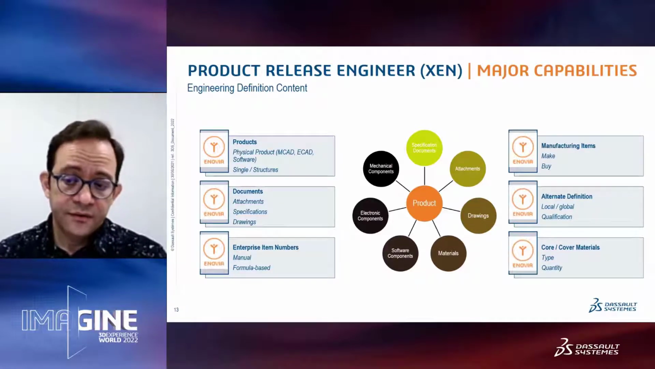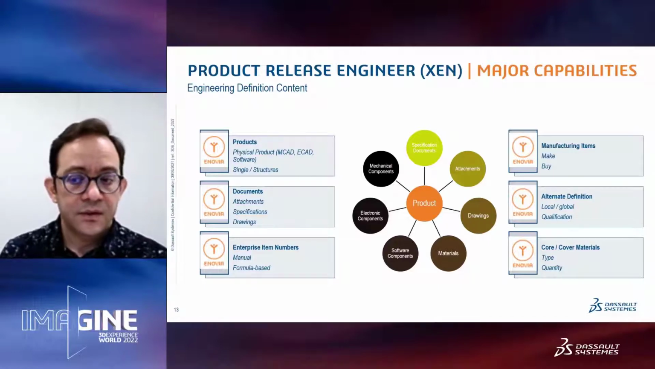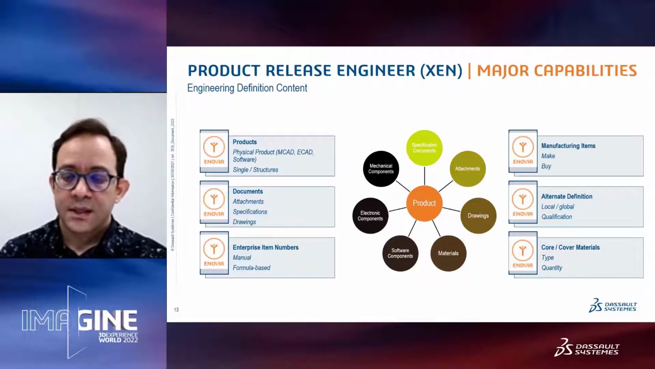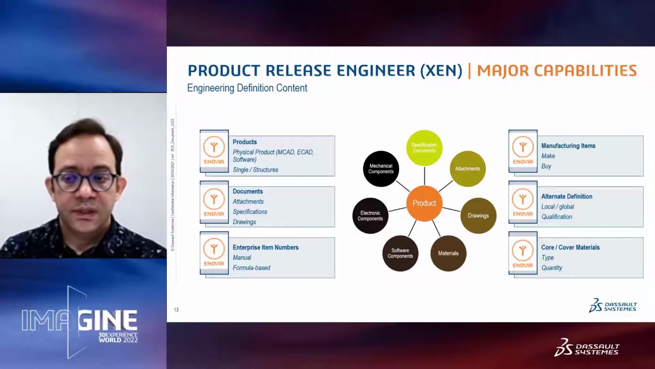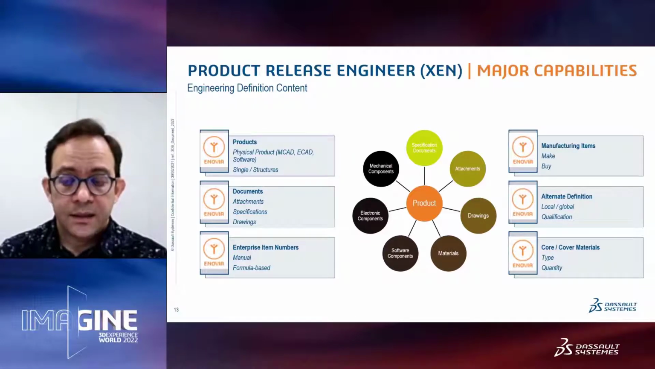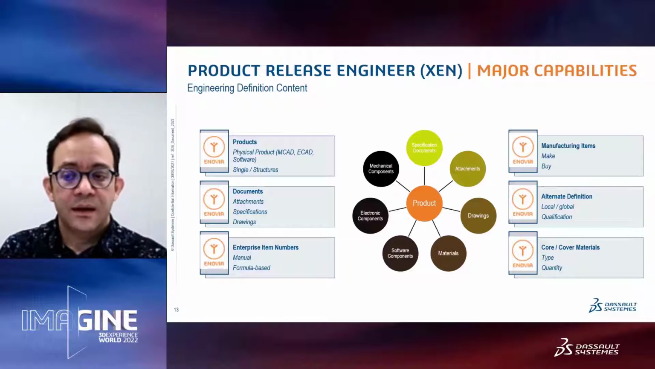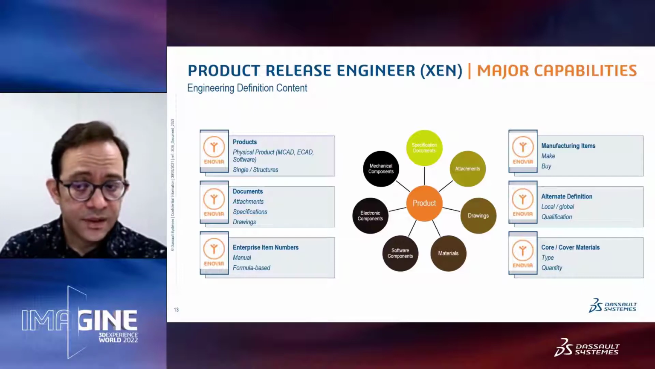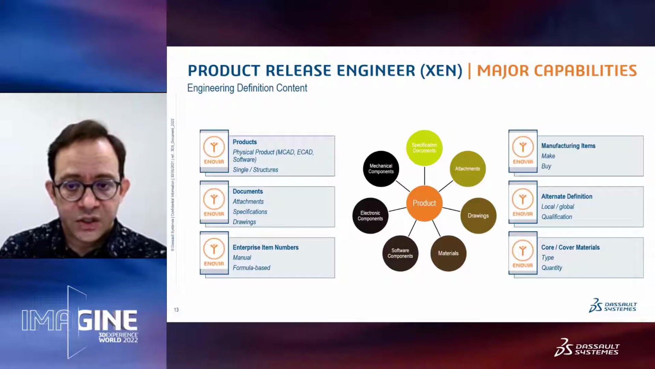And we can also define other types of materials, what we call core and cover materials. So the core material is what material my product is made of. So that's something I can define in the engineering definition. And I can also define the cover material. So what will be the material that covers my product? For example, the paint. That is something I can also define as part of my engineering definition.